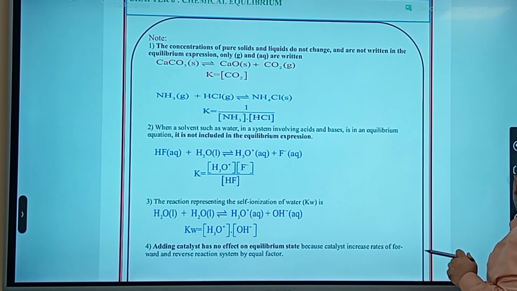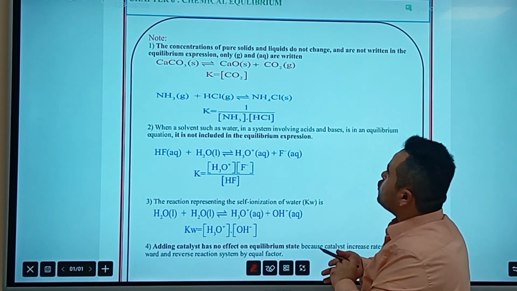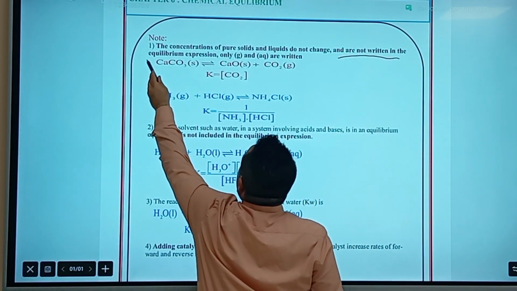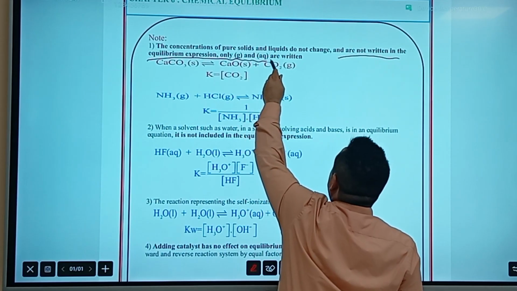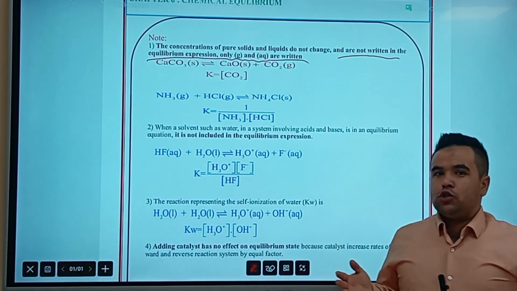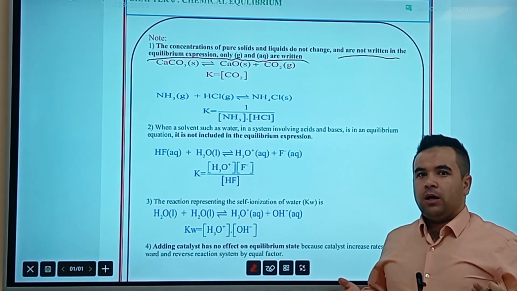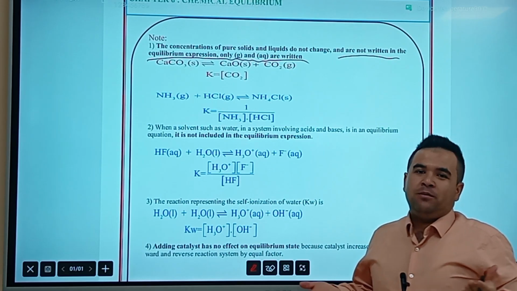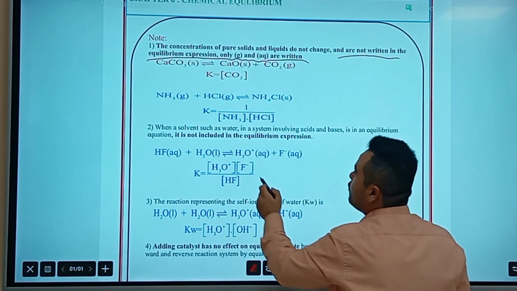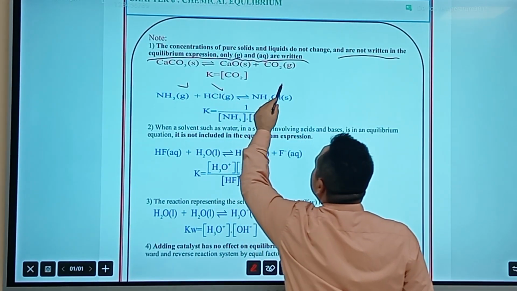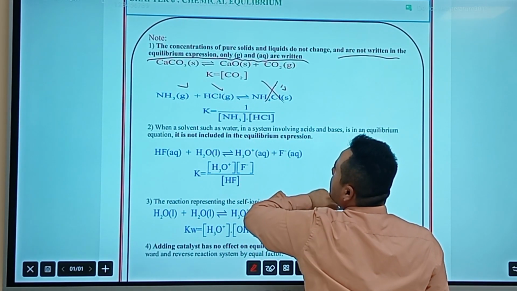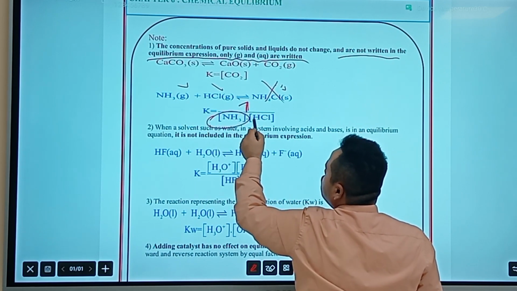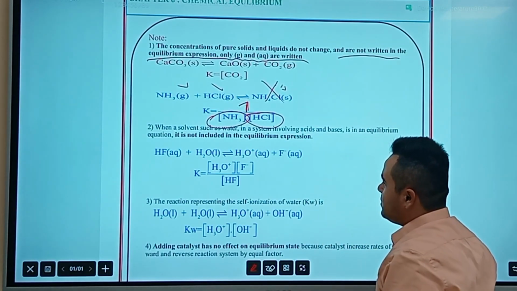Here we have some notes. The concentration of pure solids and liquids do not change. So when we write the equilibrium expression, only gases and aqueous are written. As the concentration of solid and liquid are not changing, they will not appear in the equilibrium expression. For example, here we have gas and solid. We do not include the solid. Instead of that, we'll write down 1 over the concentration of ammonia, which is gas, and HCl, which is gas.